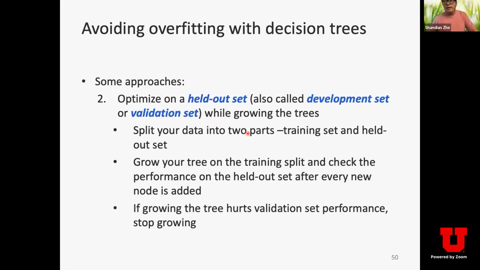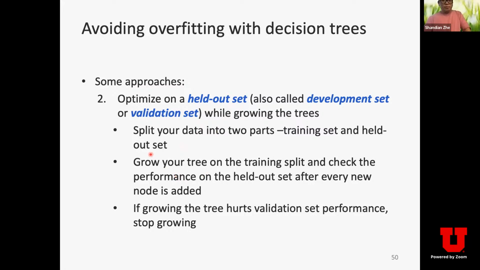The second one is more dynamic. It's similar to the early stopping trick we just discussed. We're going to separate out a portion of the data, which we call the held-out set or validation set. Then, when we grow the tree, we monitor the performance on the held-out set. We use the performance on the held-out set as a surrogate or approximation of the generalization performance.